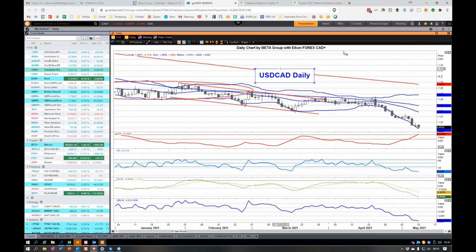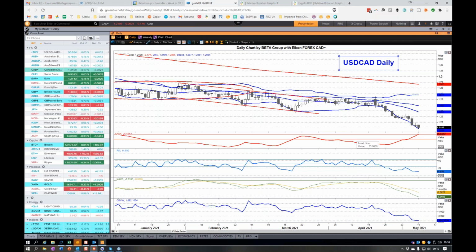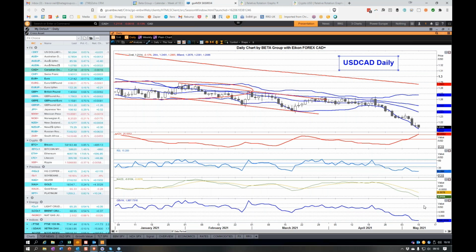So shorter term with the daily chart, we're in a downward channel here, and it's making new lows. The indicators are all very weak indeed here. The MACD is negative, the RSI is coming down. I know it's oversold, 14 is a very low reading for the RSI. That makes it vulnerable to a rally.